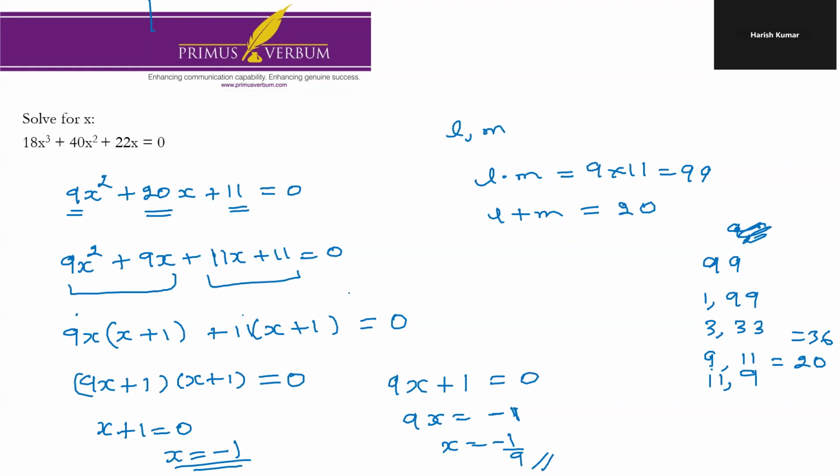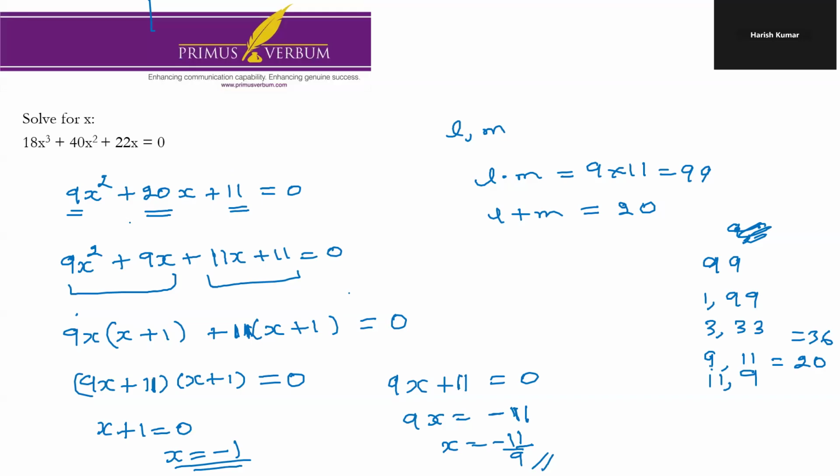Okay, I'm sorry. This should be 11, right? I'm so sorry. This is 11. That's why you'll have to write very clearly and legibly, or you'll make mistakes. So it's going to be minus 11 by 9. I hope this is clear. So we have one more solution: x is equal to minus 11 by 9.